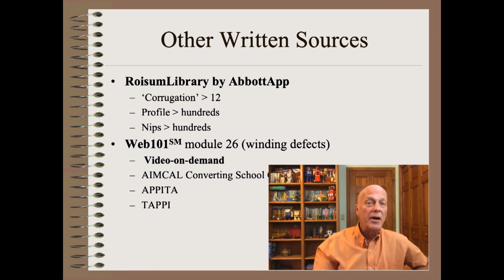Unfortunately, while there are hundreds of articles on profile and hundreds of articles on nips, there are only about a dozen articles on corrugations, almost all of which come from the paper industry. Your most complete description of the corrugation defect, as well as many others, is again Module 26 of my Web 101 course that is available from AIMCAL, APITA, and TAPI.